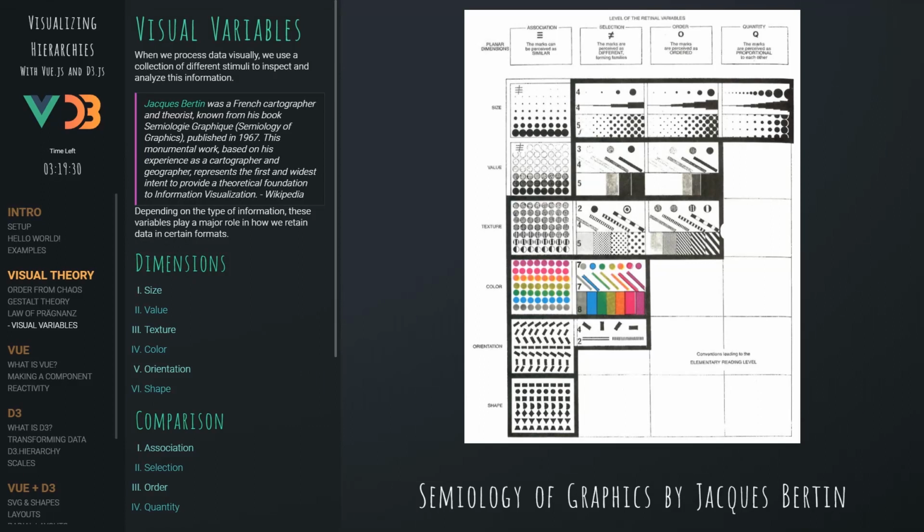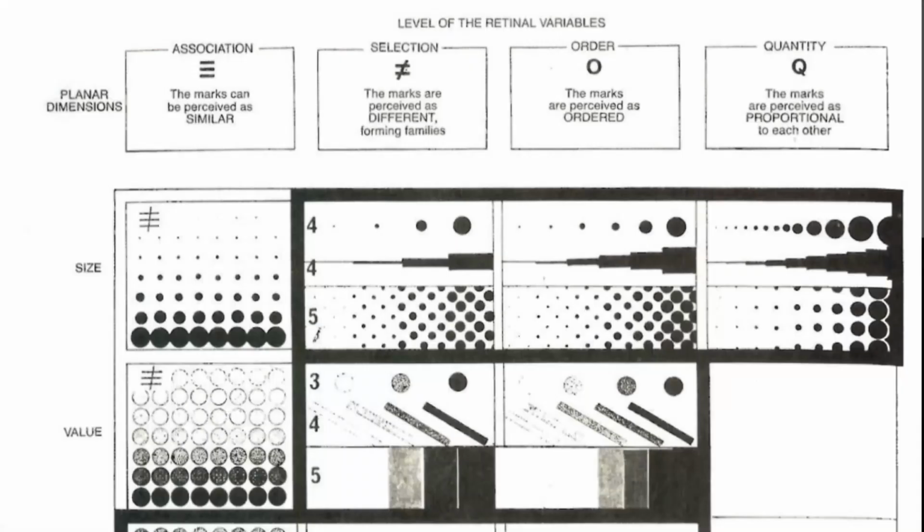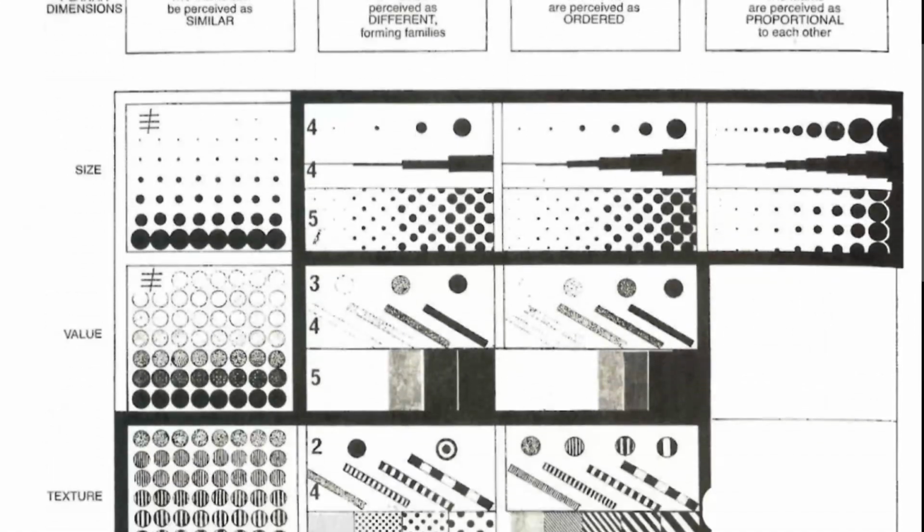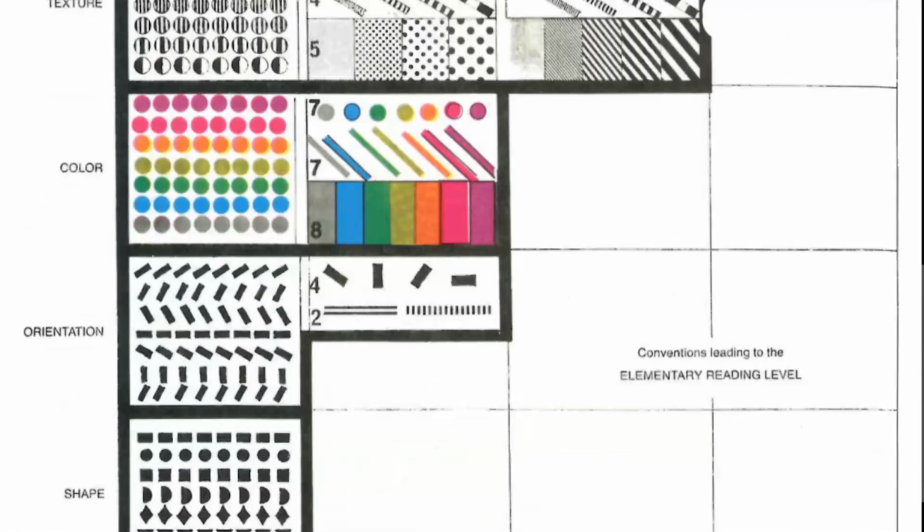So when we process data visually, we use a collection of different stimuli to inspect and analyze this information, right? These are the basic core concepts of us just seeing things, right? Being able to see things in groups and such. Now, depending on the type of information, these variables play a major role in how we retain the data in certain formats. Now, think of these as dimensions.